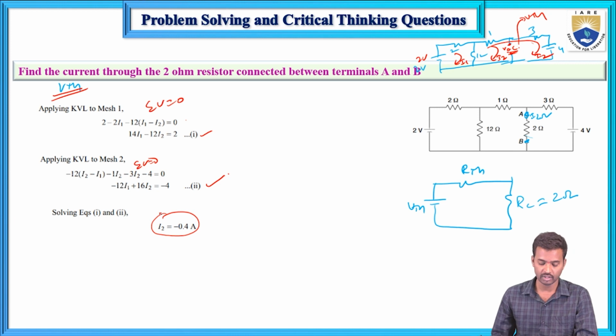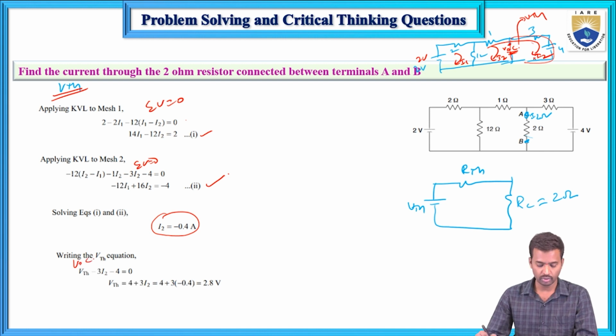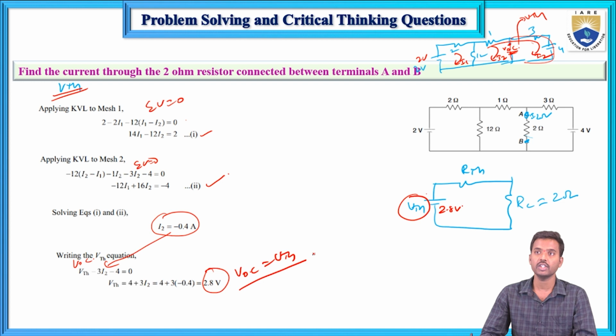How will we calculate that one? So now here if you apply KVL in this loop, in this loop only I am considering, this is VTH, that means VOC, and 3 into I2 minus 4 equals 0. So from this, you substitute the I2 value here, you will get the value, that is 2.8. That 2.8 volts is the Thevenin's voltage. This is VOC, that means VTH, open circuit voltage. Thevenin's voltage value is 2.8 volts.